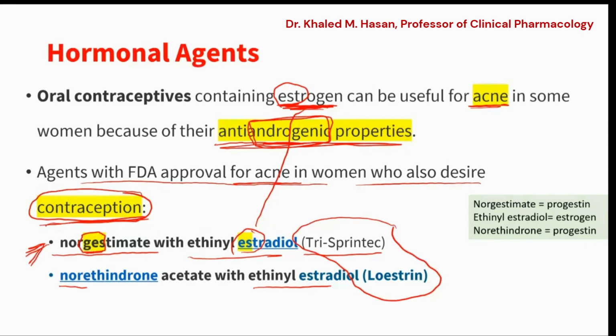And if you like, I put it here as a category, as a reminder for you. It's not required, but a reminder. What is norgestimate? Progestin. Norethindrone? Progestin. If you like to remember which one, we have the first three letters of ethinyl estradiol, est stands for estrogen. So this one is a hormonal agent. Any question about the hormonal agent or oral contraceptive?